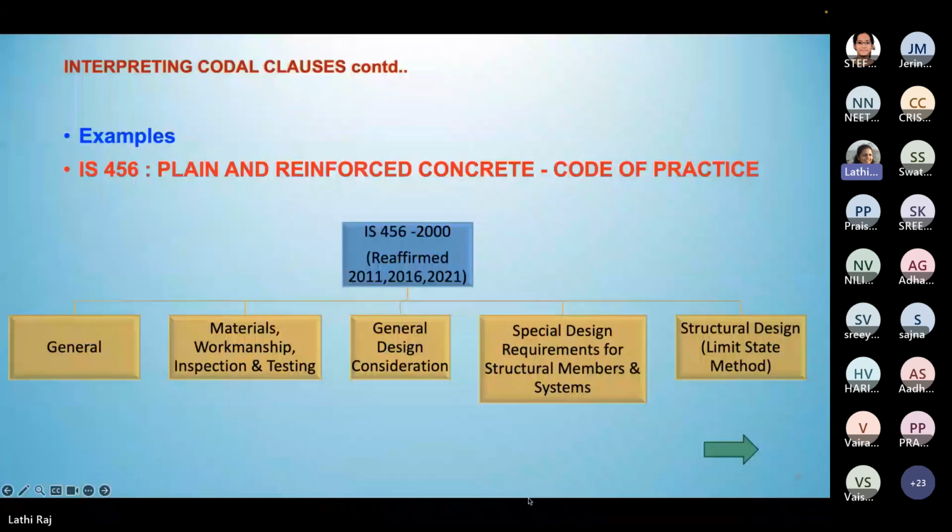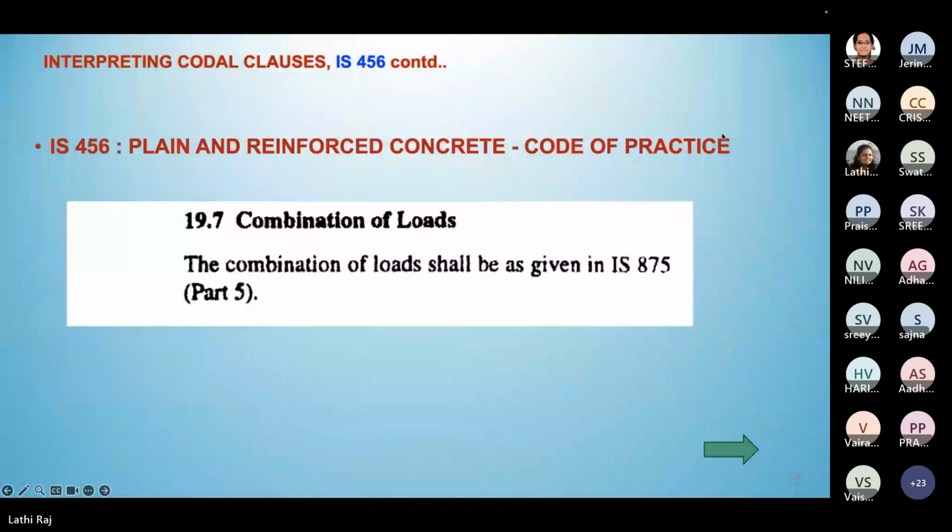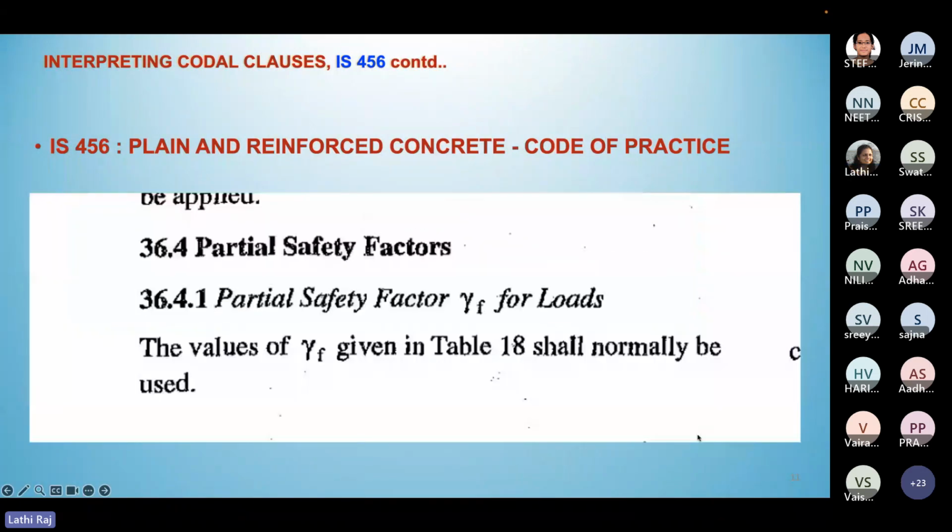Now coming to some of the clauses in this code. Clause 19.7 says the combination of loads shall be as given in IS 875 part 5. When you refer to this particular clause, you should refer to IS 875. You should not go to the clause where it gives you the partial safety factors. It is not that. This talks about the combination of loads. Now, what is a combination of loads?